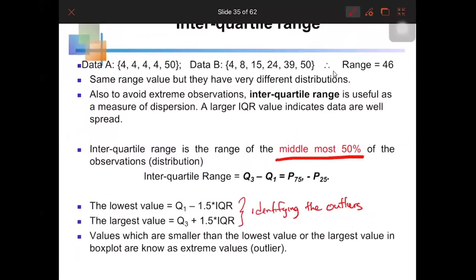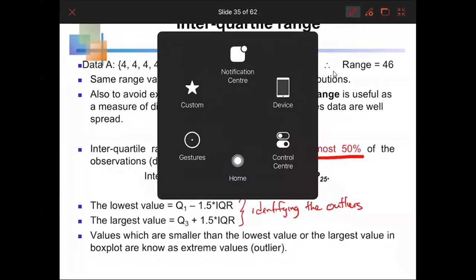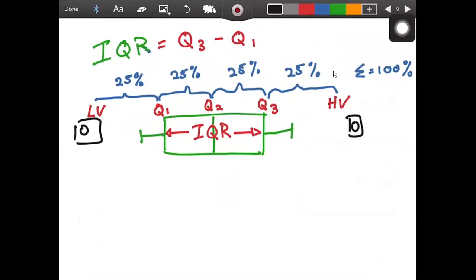Okay, our formula here: the lowest value will be Q1 minus 1.5 times the interquartile range. So this point will be Q1 minus 1.5 times the interquartile range. Okay, this is the point.